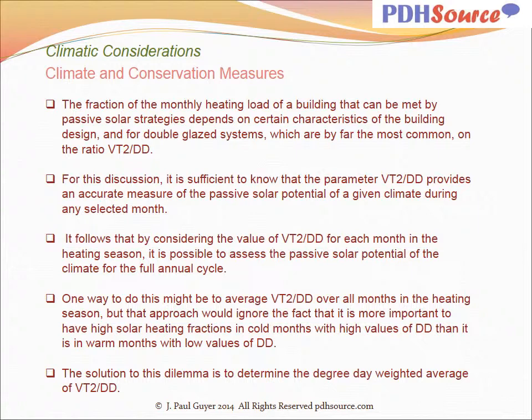VT2 divided by DD over all months in the heating season, but that approach would ignore the fact that it is more important to have high solar heating fractions in cold months with high values of DD than it is in warm months with low values of DD. The solution to this dilemma is to determine the degree-day weighted average of VT2 divided by DD.